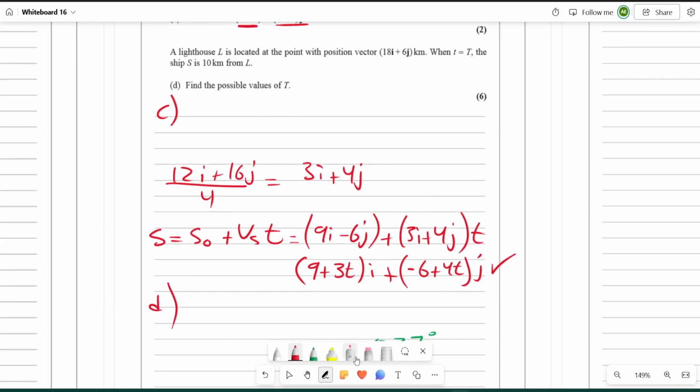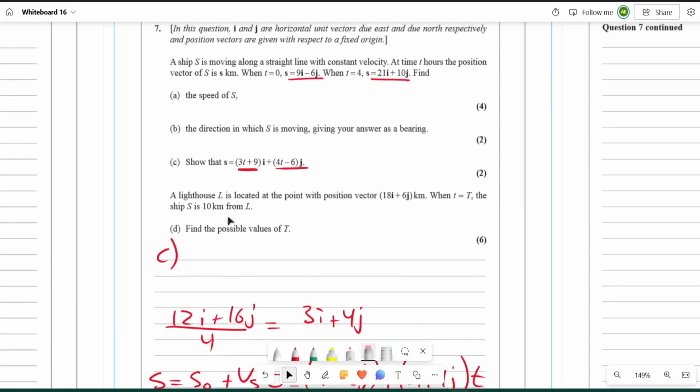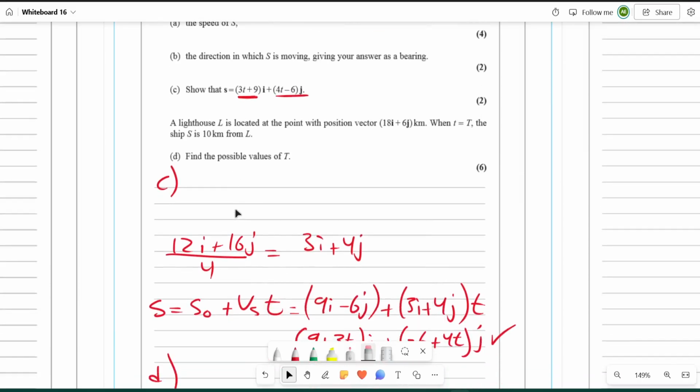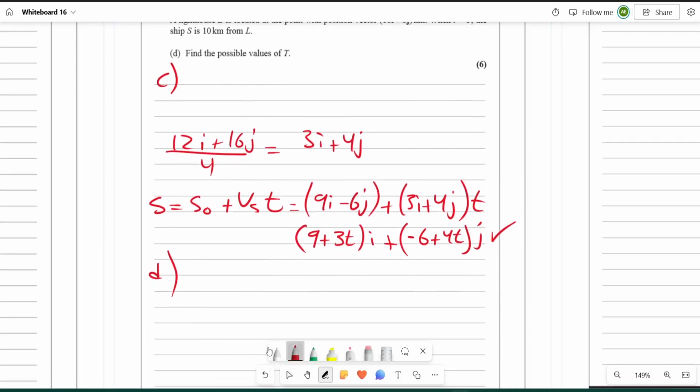Now, part D is the tough part. Okay, so let's read it. It says that there is a lighthouse located at this point with this vector. When t equals time, capital T, the ship is 10 kilometers from this lighthouse. Find the possible values of t. So the distance between my ship and L is 10. So for the vector S to L, I'm going to have its magnitude equal to 10. Okay, this is where I want to find the time.